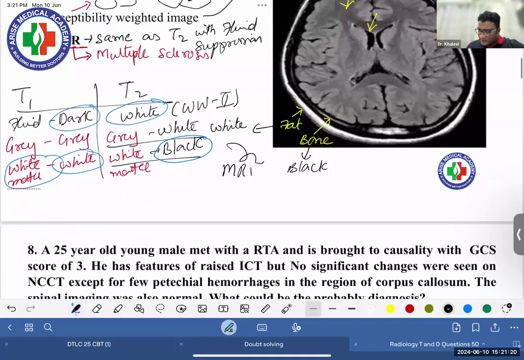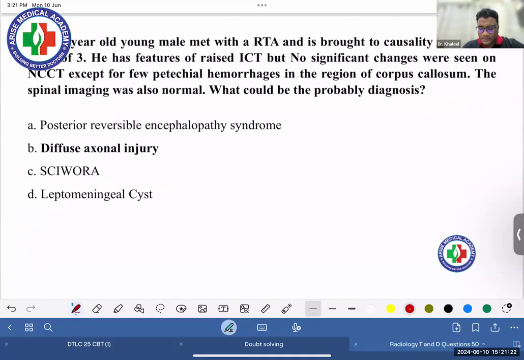This is an easy one. That is something repeatedly discussed in most of your classes. A 25-year-old male met with a road traffic accident is brought to casualty. GCS score is low. He has raised ICT. No significant changes are seen on CT scan. Few petechial hemorrhages. Unconscious patient with CT scan appearing normal or just petechial hemorrhages involving the corpus callosum, the white matter bundle. Spinal imaging is also normal.